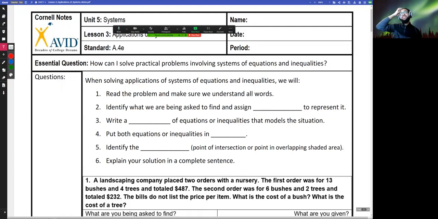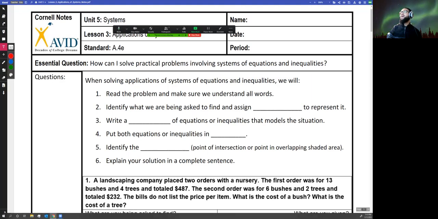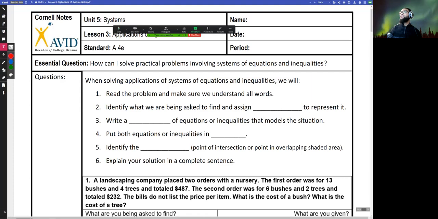Our first step is to read the problem and make sure we understand all the words. If there's anything we're not quite sure on, we'll get some clarification so we can go forward understanding what the problem is asking. Our next step is to identify what we are being asked to find and assign variables to represent it. And then step number 3 is going to be to write a system.